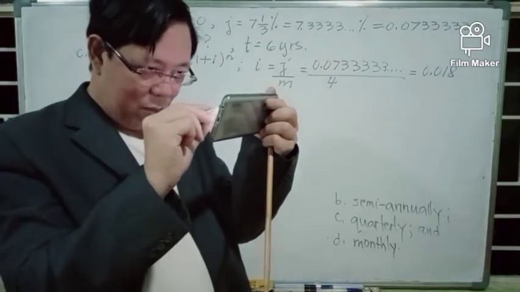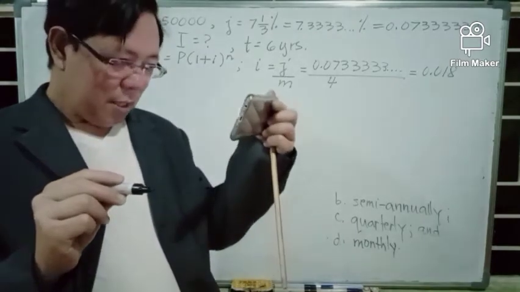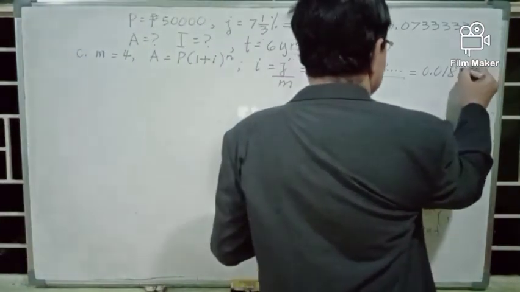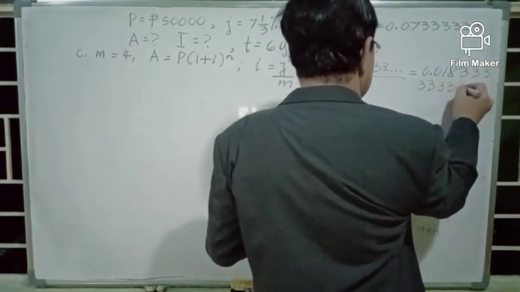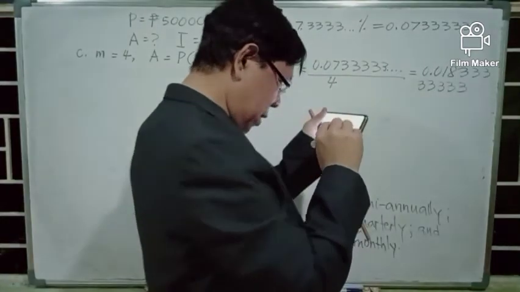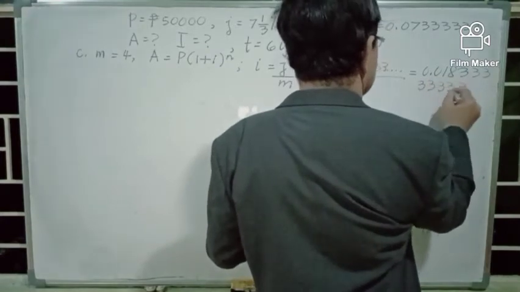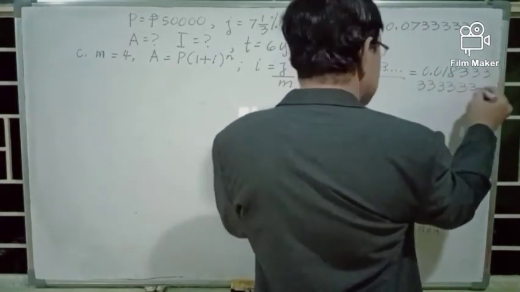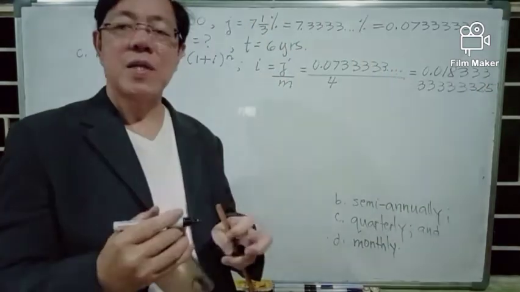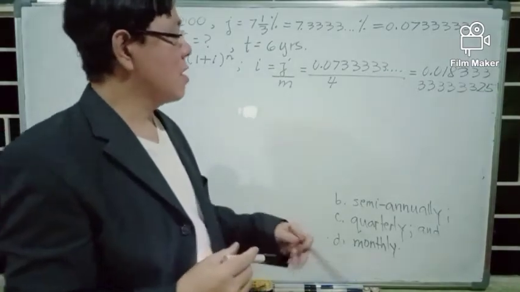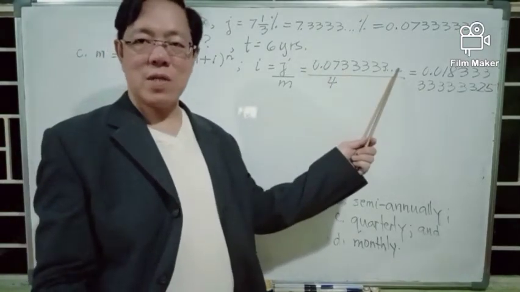We have how many 3s? 1, 2, 3, 4, 5, 6, 7, 8, 9. I have 9 threes in my calculator. After 9 threes, the last digits are 2 and 5. So 0.07333, you press as many 3s in your calculator.